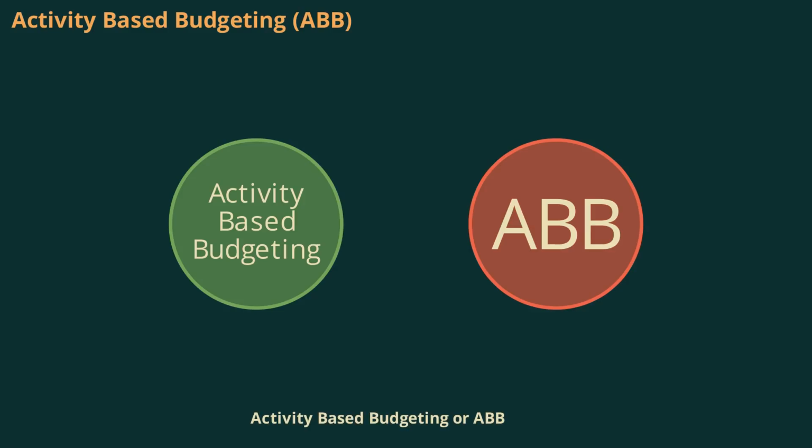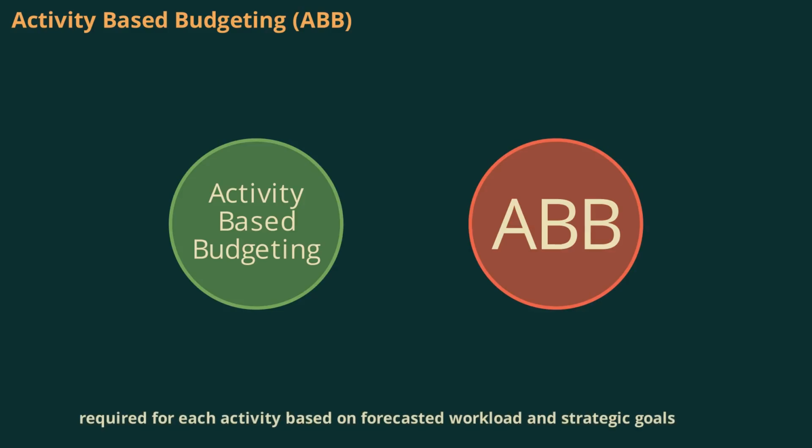Activity-based budgeting, or ABB, is a planning and control system that estimates the resources required for each activity based on forecasted workload and strategic goals. ABB starts with identifying the type, quantity, and cost of work to be done. By focusing on activities rather than departments, ABB supports continuous improvement and more accurate financial planning.